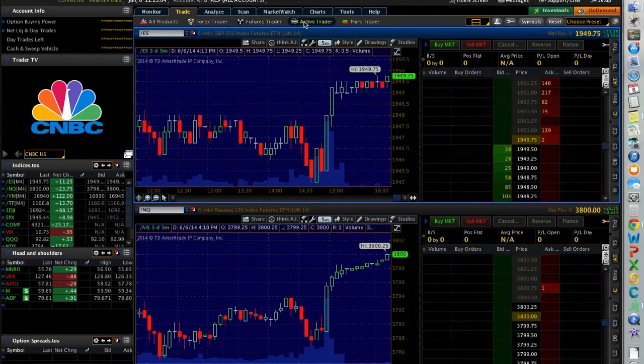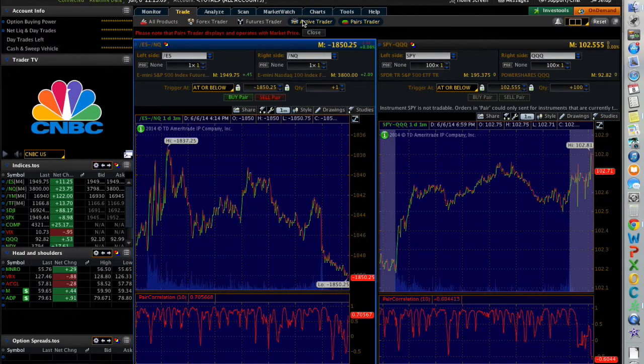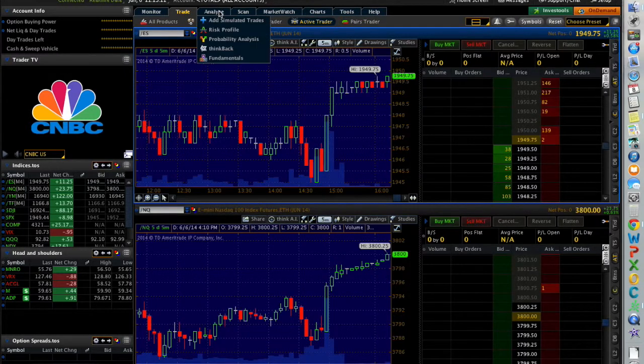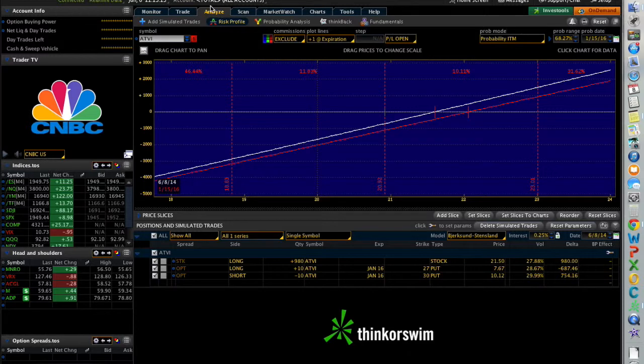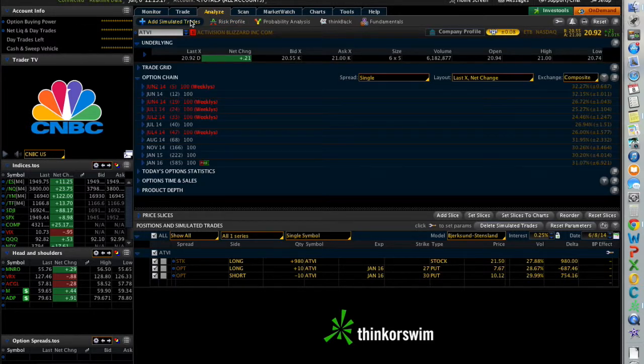What I'm going to do is get more info on the active trader and pairs trader, and bring another video to you guys explaining what that really is. So moving on to the analyze tab. In this tab, you can put on simulated trades, so you don't have to risk any capital. You can actually just test out some strategies.